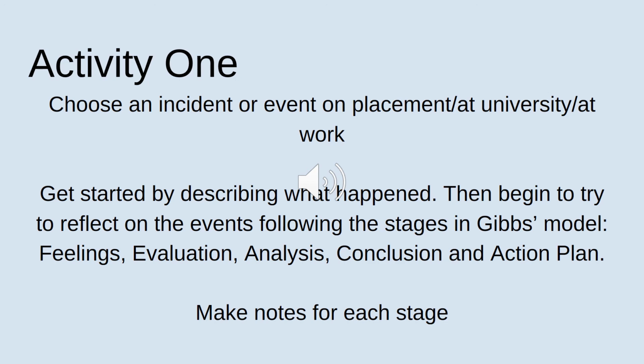As mentioned throughout this presentation, Gibbs' model of reflection is really useful when thinking about writing reflectively. So for a quick activity now, choose an incident or event that you've experienced at university, at work, or during a placement setting, and then use Gibbs' model to reflect on those events, making notes for each stage. So how did you feel? What evaluation can you provide? Can you provide some analysis? Then conclude and think about an action plan for the future. If you would like to do this activity, please pause the video here for 5 minutes.